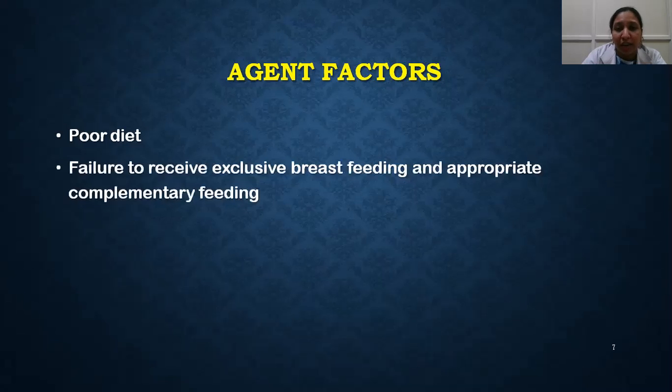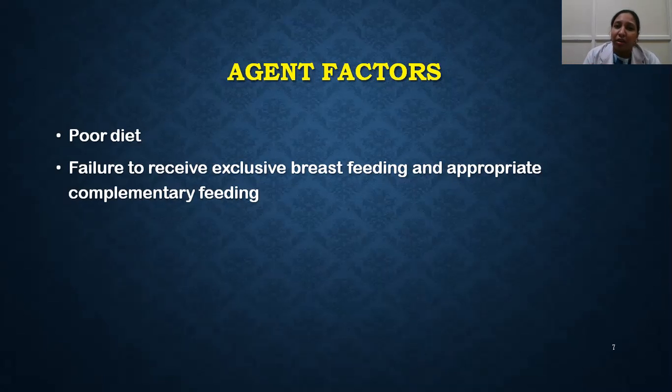And breastfeeding, definitely. For the growing children, immediately after birth, it's good to start early breastfeeding within 1 hour of birth. And the breastfeeding must be continued exclusively for the first 6 months of life, and after completing 6 months, the complementary feeds must be started. So if it is not happening in a proper way, the child may land up in malnutrition.